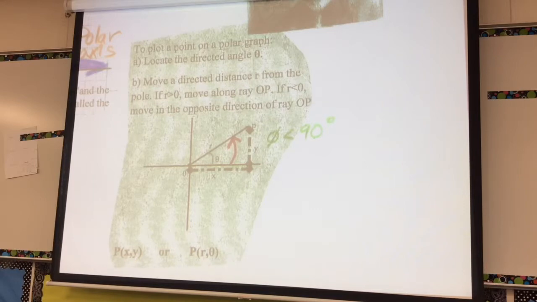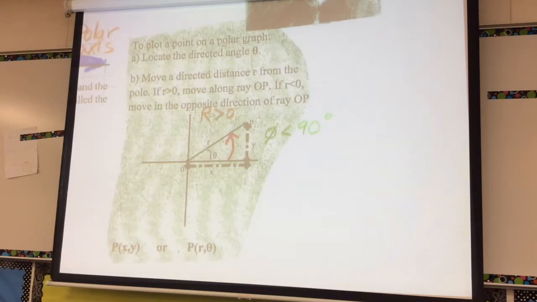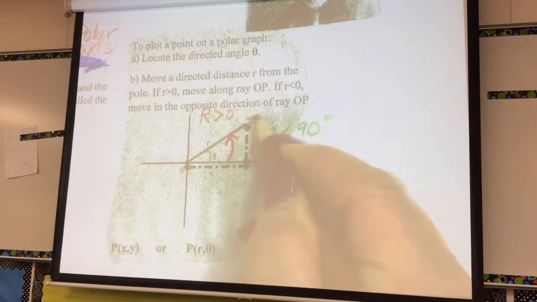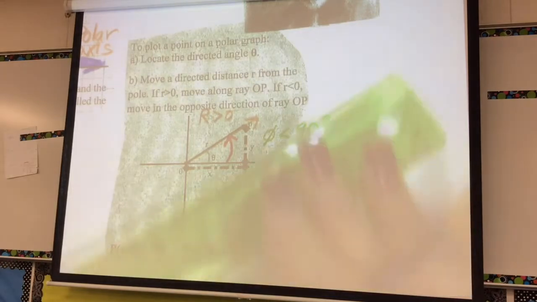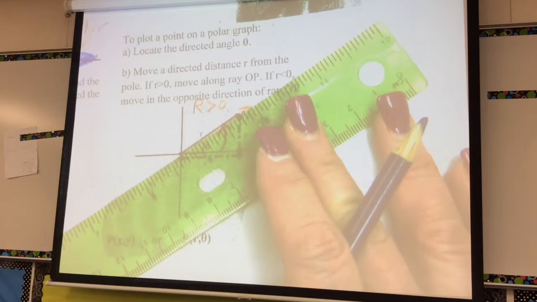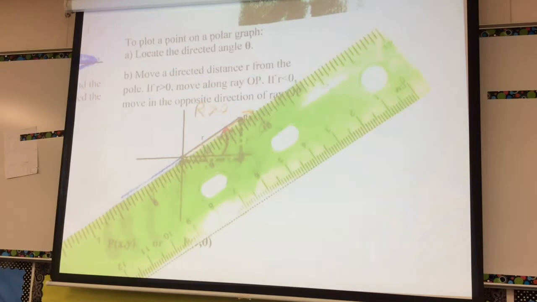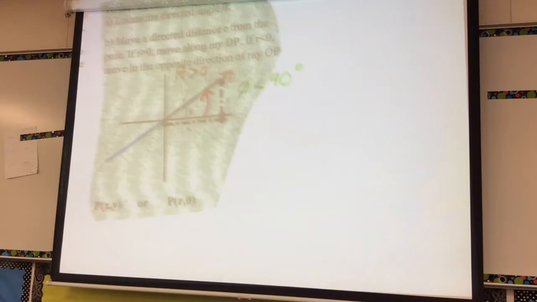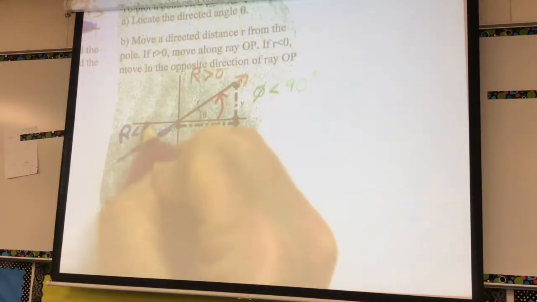Now we need to pay attention to R. If R is greater than 0, if R is a positive number, we're going to walk towards that quadrant 1 along that line. However, if R is negative, grab your ruler. We're going to extend the line and back him up into quadrant 3. It's the same line. We're just going to walk away from quadrant 1 because R is now less than 0.